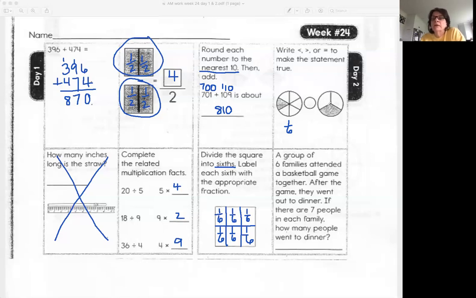There are 3 equal parts. 3 equal parts makes thirds, and 1 is shaded, so that would be 1/3. And now I have to compare them.